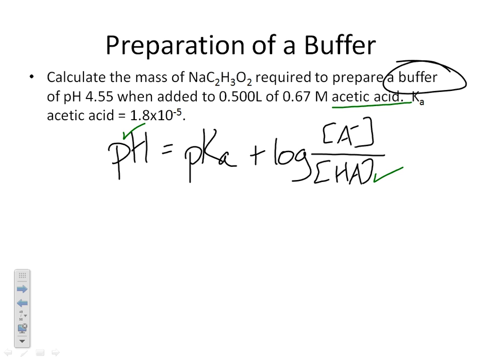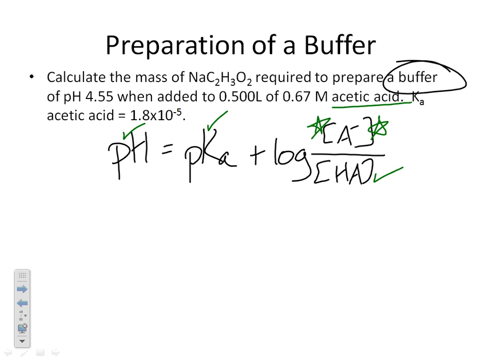Check. We have the concentration of HA. And then it says Ka value for acetic acid, 1.8 times 10 to the minus 5th. Oh, Ka right there. So looking at the information that's been given, since they're asking for the mass of the sodium acetate, it should be getting obvious to you that we want to solve for this A minus. We have pH, we can easily get pKa, and we have HA. We need to be solving for A minus, and that's exactly what we're going to do.